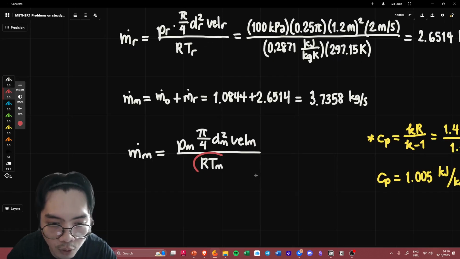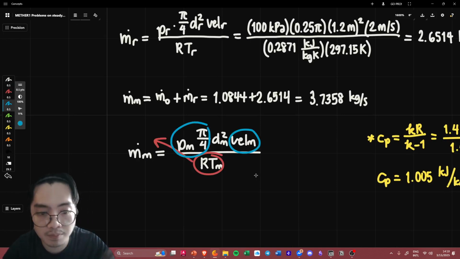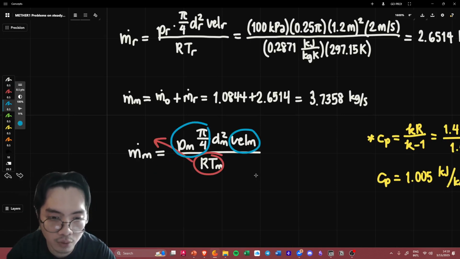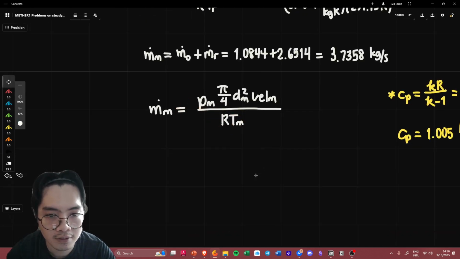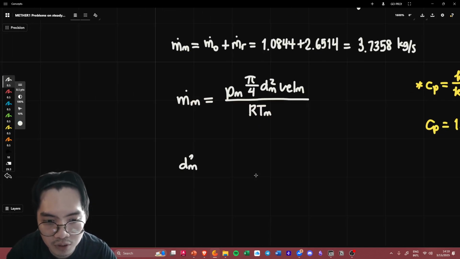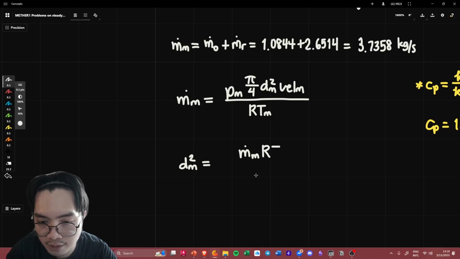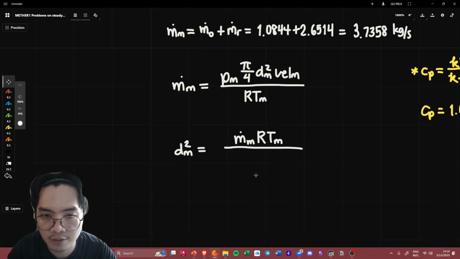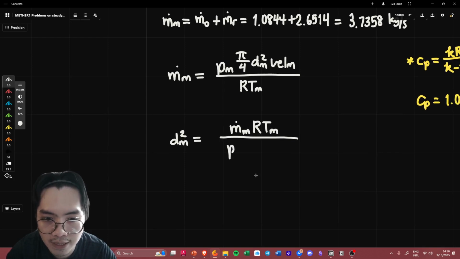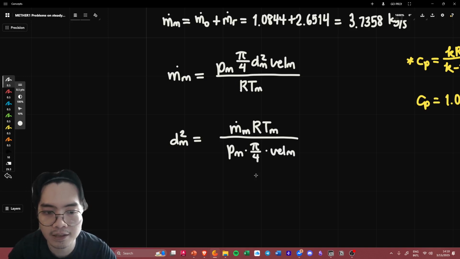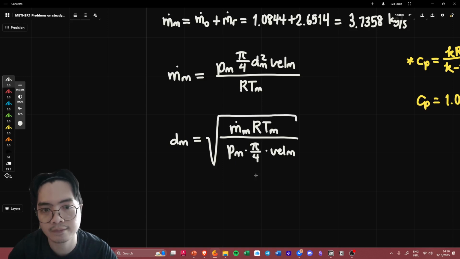And so I will put all of the numerators above, I'll put all of the denominators above, I'll put all of the numerators below. And now we will have your DM. Your DM squared is going to be equal to MM R TM all over PM times pi over 4 times vel M. And now, for us to remove the square, we need to just square root.